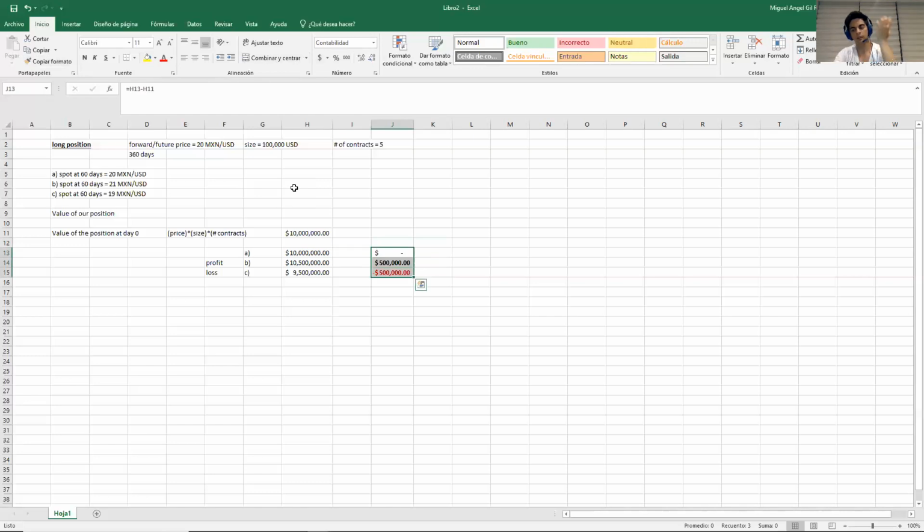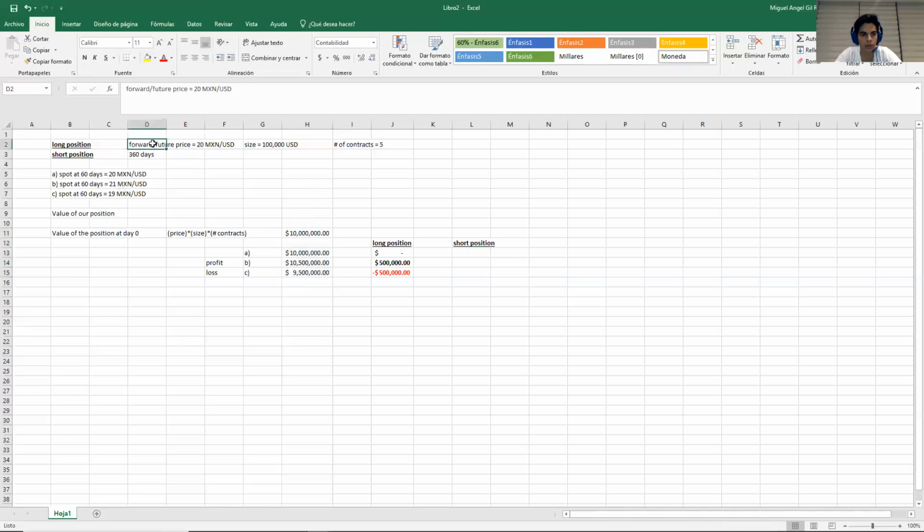You will have something similar in the activity, so you can practice with it. Just before we finish, let's assume that I also ask you to solve the same problem, but assuming a short position. So this will be the answer for the long position. Now I ask you the same, but for the short position, for the counterpart. How can we solve this? Well, the calculations here didn't change because we didn't change these values.